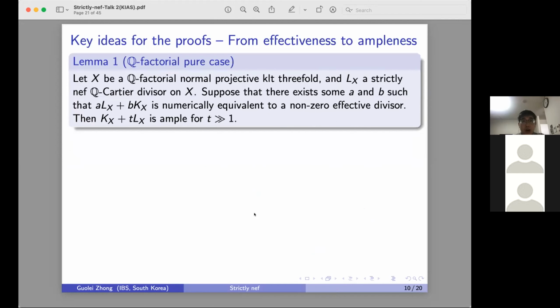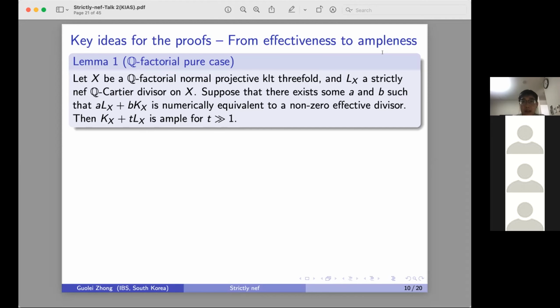Okay, but before that, as I just mentioned yesterday, there are some different versions from Q effectiveness to ampleness. So let's recall the two important lemmas here. The first lemma, I call it the Q factorial pure case lemma. This is from effectiveness to ampleness when X is Q factorial.